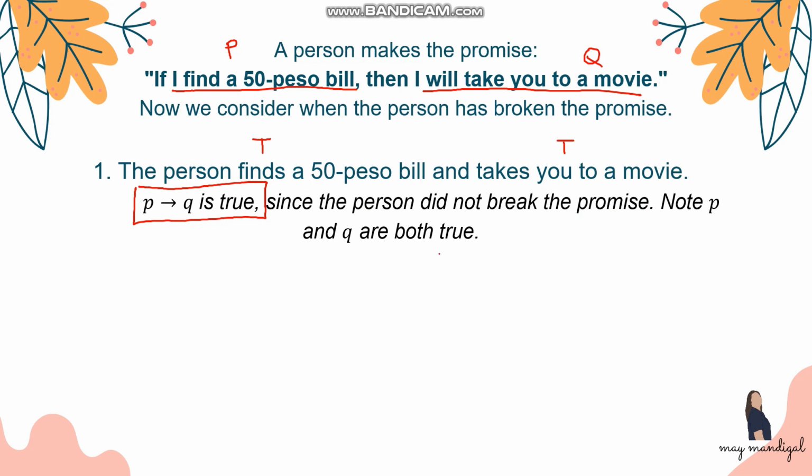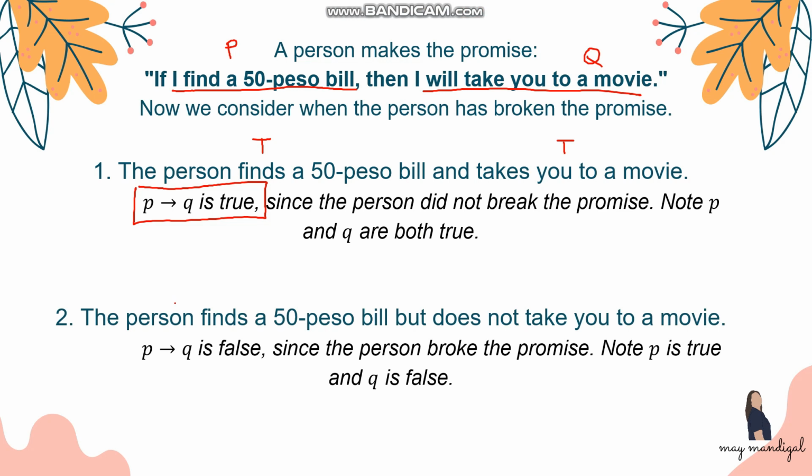So again, note, P and Q here are both true. So if both P and Q are true, or both our antecedent and consequent are true, then we can say that the conditional proposition is also true.